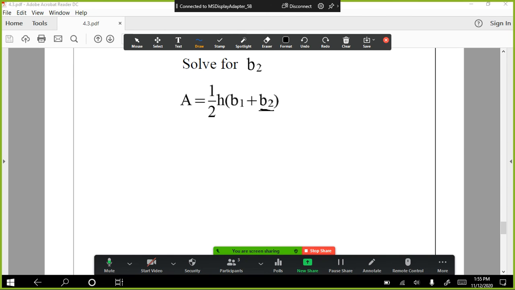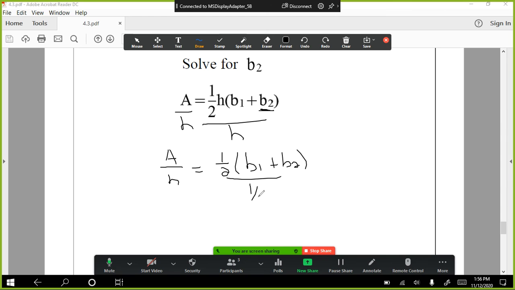So I've multiplied the parentheses by h and 1/2. To get rid of the h, I can just divide both sides by h. And I would have A over h equals 1/2 times b1 plus b2. Then to get rid of the 1/2, I'm going to divide both sides by 1/2. Well, dividing by 1/2 is the same thing as multiplying by 2. So when I multiply this by 2 over 1, I'm going to get 2A over h equals, and this is canceled.